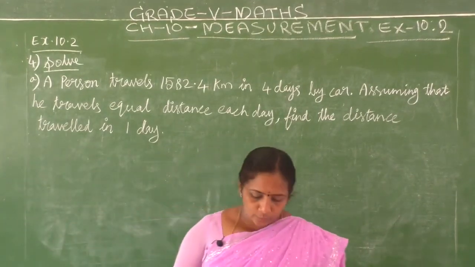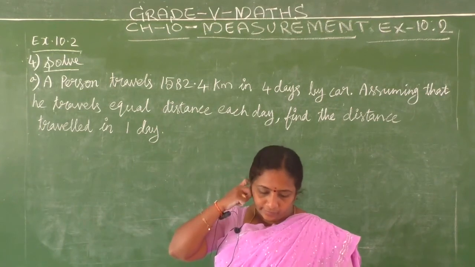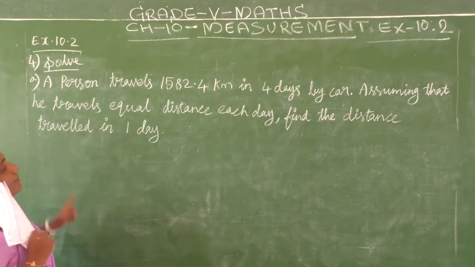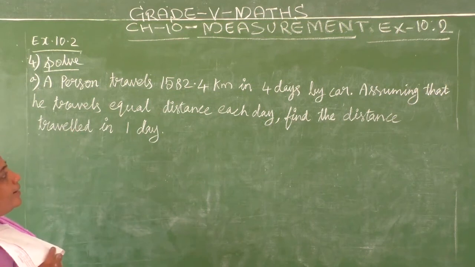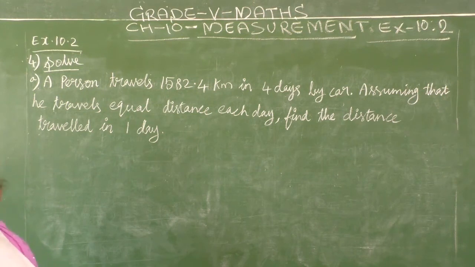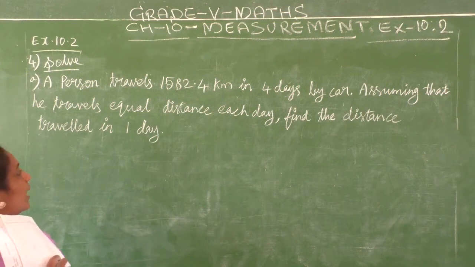Okay ma, next Roman, fourth one, solve. Word problem only. A person travels 1582.4 kilometer in 4 days by car. Assuming that he travels equal distance each day, find the distance travelled in 1 day.